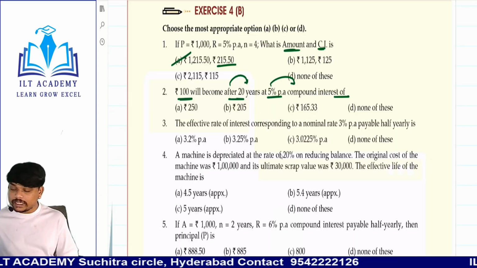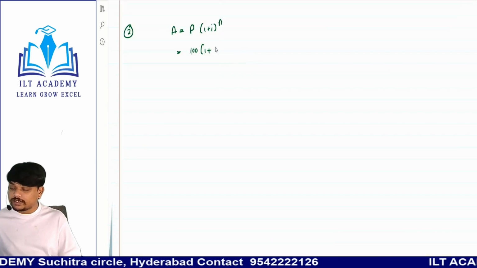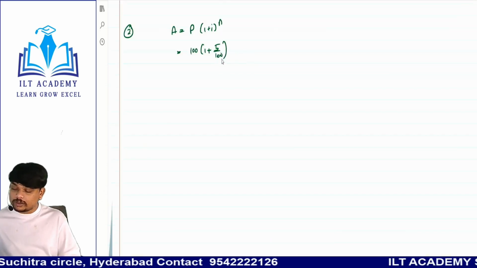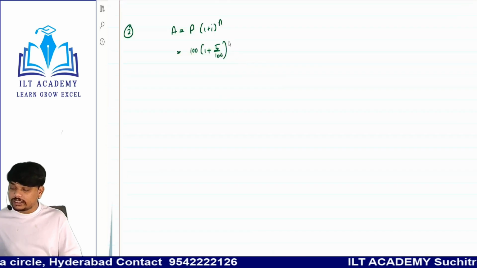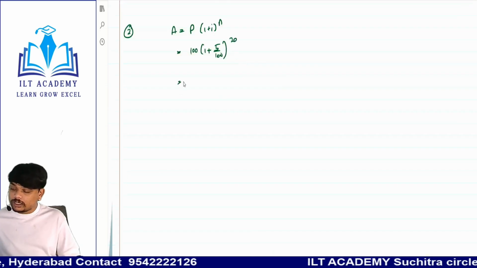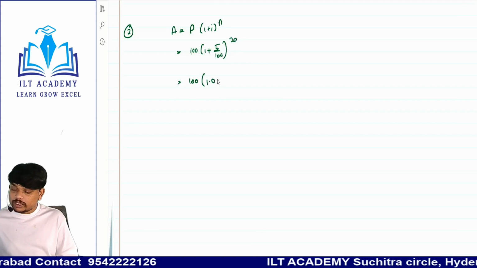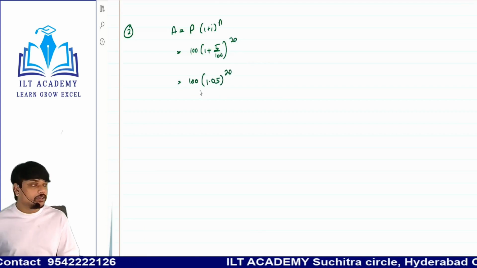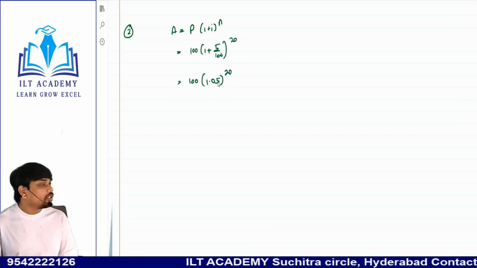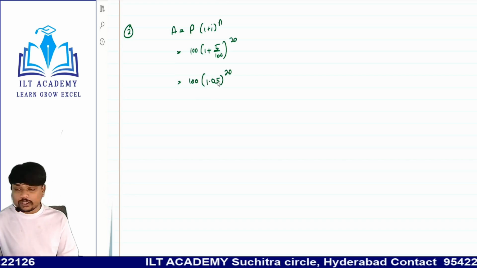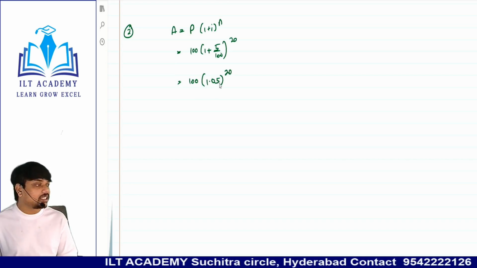1 plus I is rate by 100, which is 5 by 100. Whole power n is 20 years. So 100 into 1.05 whole power 20. Now how much is 1.05 whole power 20? Type 1.05 into, and press equals until 21 appears in the calculator.